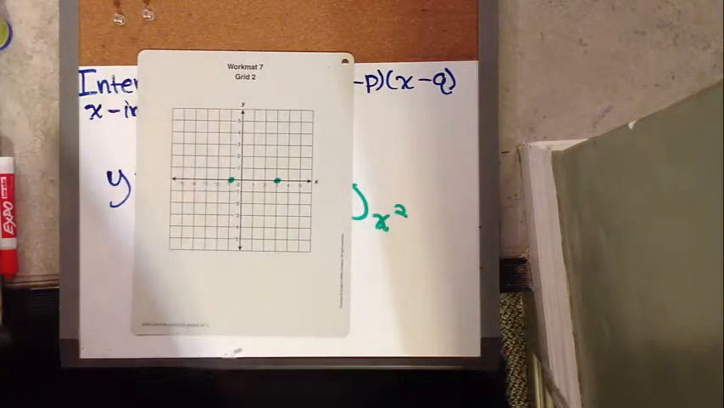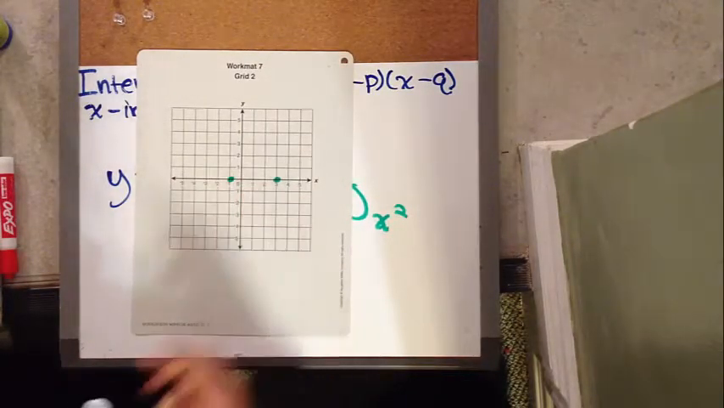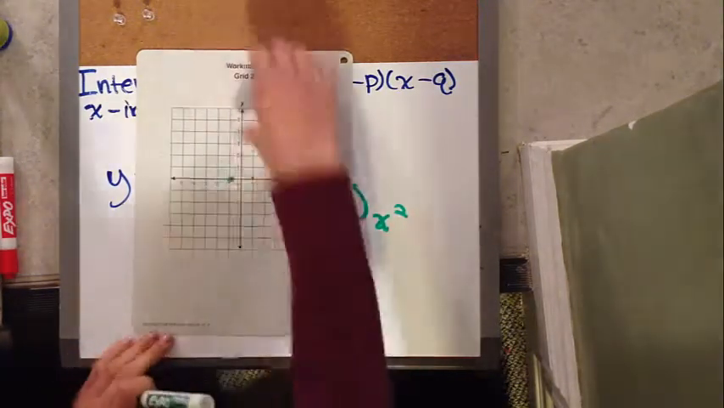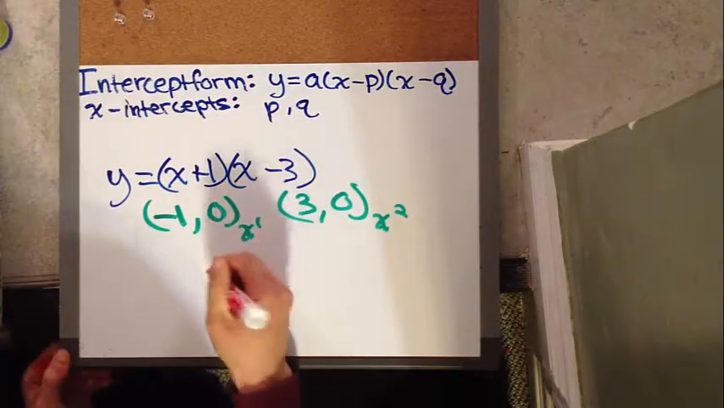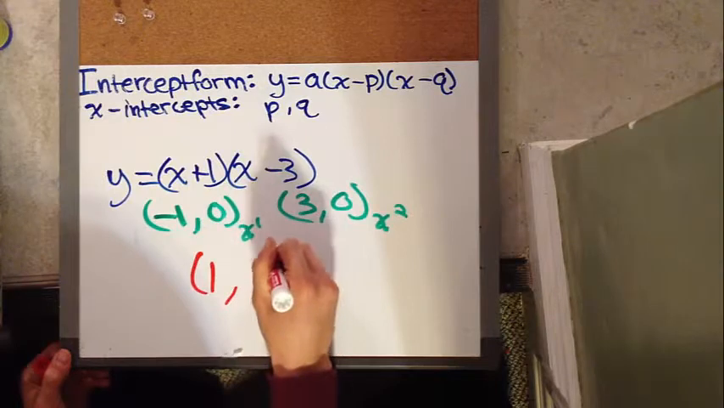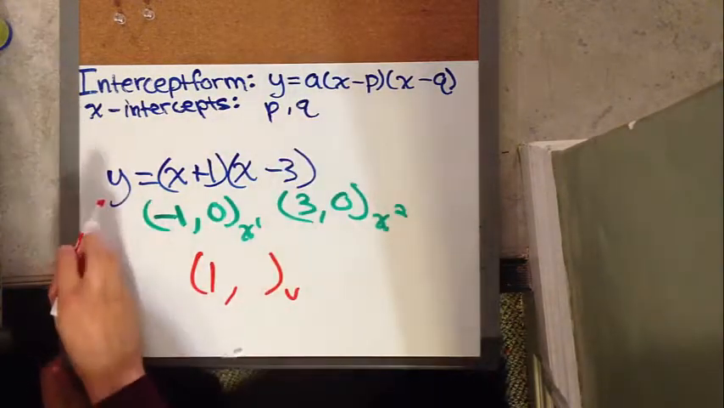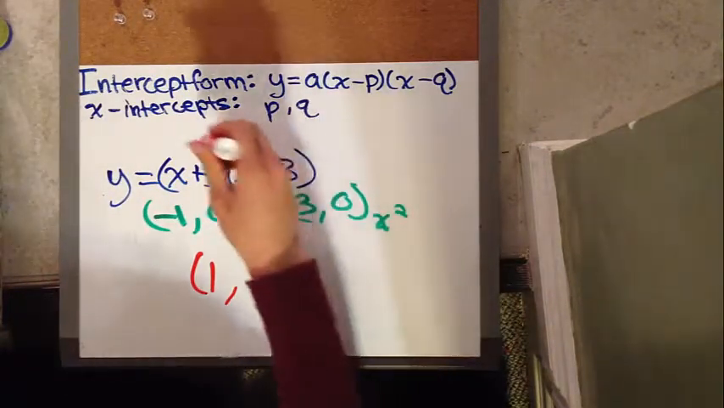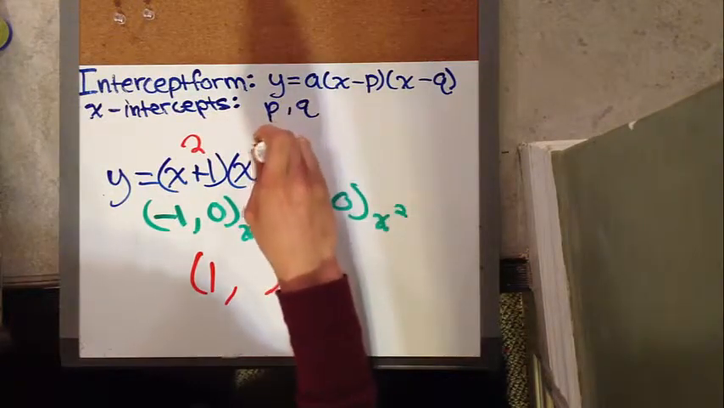And in order to find our vertex for this parabola, we need to find the midpoint between our two x-intercepts. So our midpoint is 1. So let's do a little dot there. And so now that we have our x-coordinate for our vertex, we need to plug it in to this equation to get the y-coordinate. So 1 plus 1 is 2, and 2 minus 3 is -2.